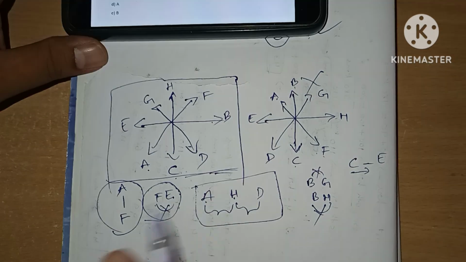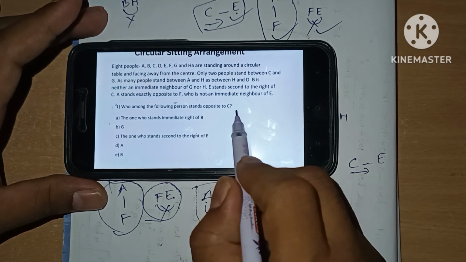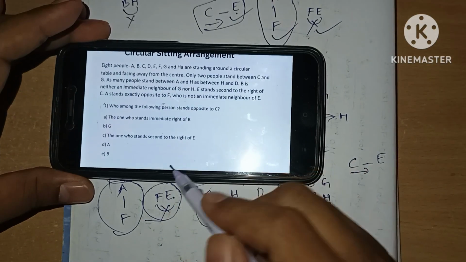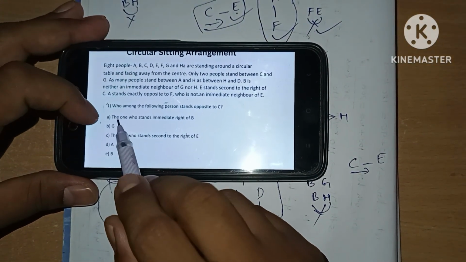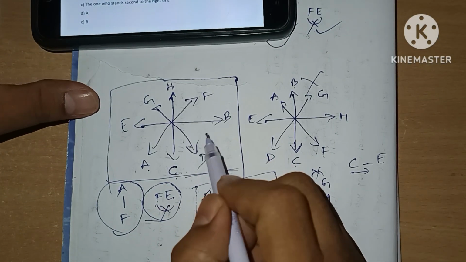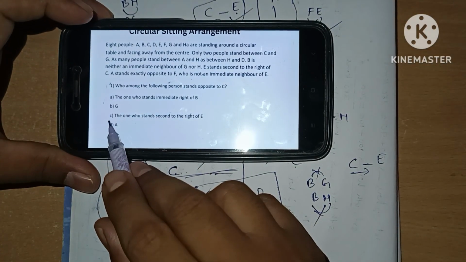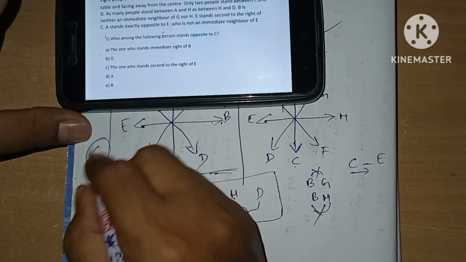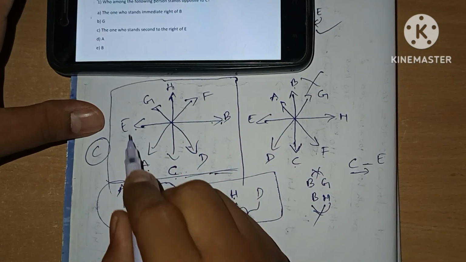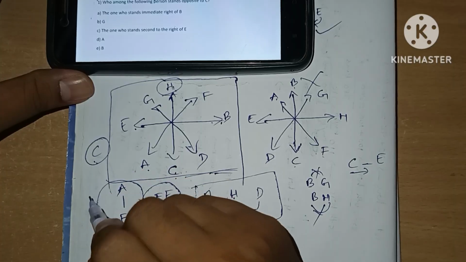Let's see the questions asked. Who among the following persons stands opposite to C? Opposite to C is H. Here there is no option for H. We'll check A and C. The one who stands immediate right of B. Immediate right of B is D, not H. So our answer will be option C. The one who stands second to the right of E. Second to the right of E is H. So the answer will be C.